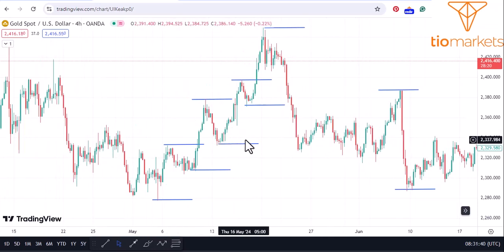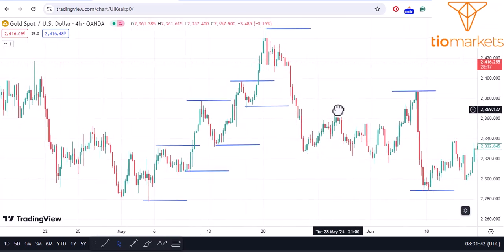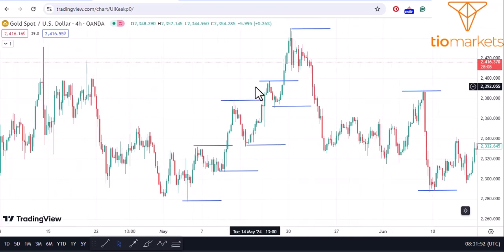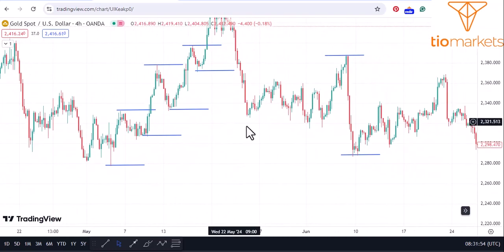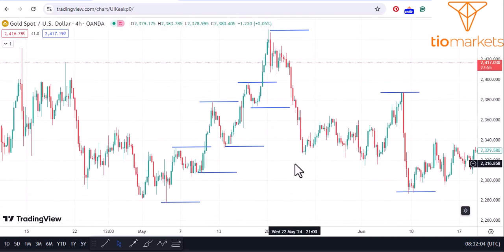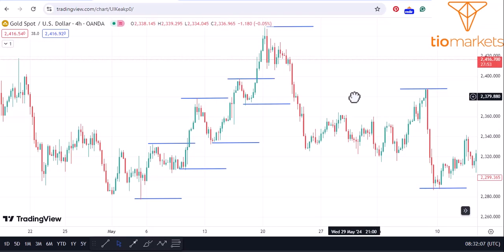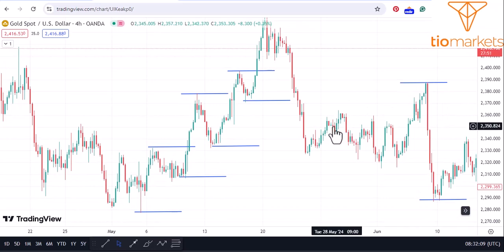What we need to understand when looking at premium and discount is the simple concept, the most popular concept in trading: buy low, sell high. What do we actually mean by that? It means that when price is oversold we need to buy, and when price is overbought we need to sell. But how do you then practically apply it to your trading? This is where the concept of premium and discount comes into play.